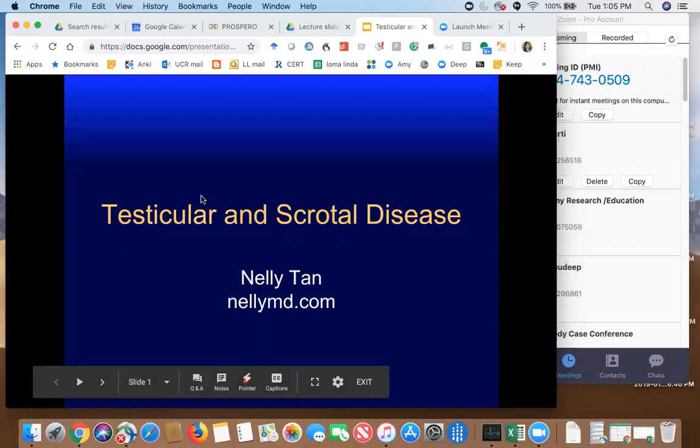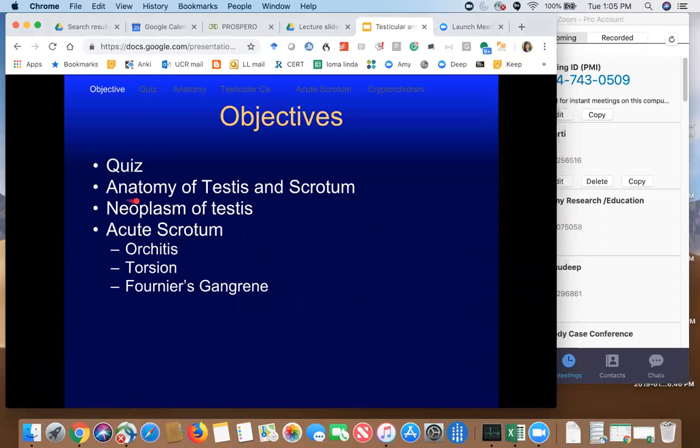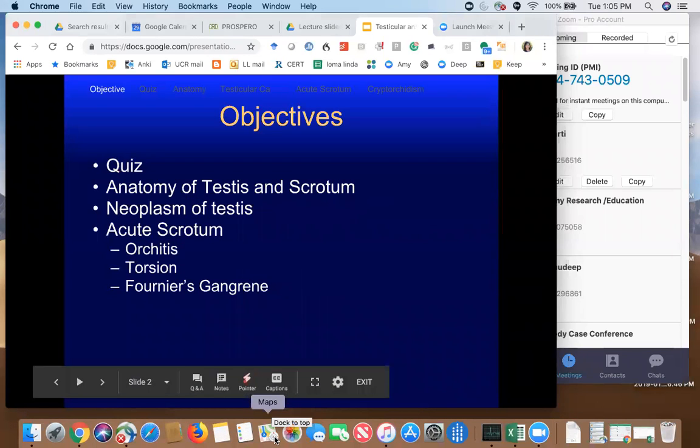Okay, so we're going to review testicular and scrotal ultrasound, or scrotal disease. There'll be a little bit of ultrasound too. Hopefully everyone took the pre-quiz. We're going to review the anatomy, talk about neoplastic processes, and then do some diseases that can present with acute scrotum.